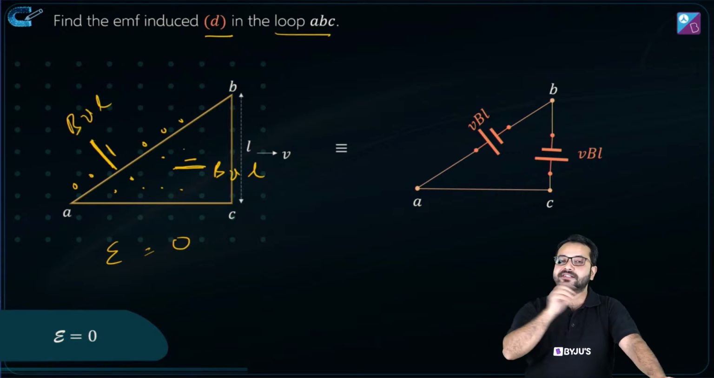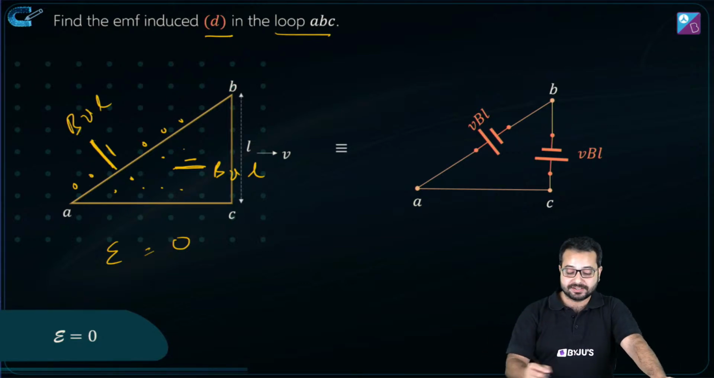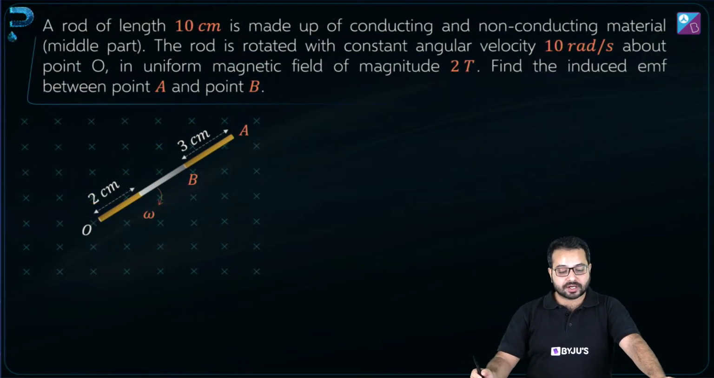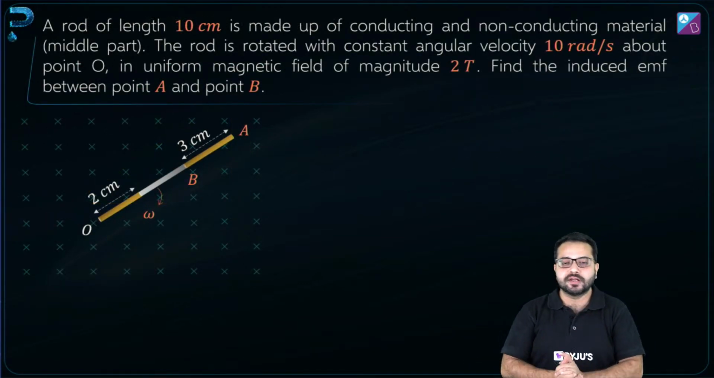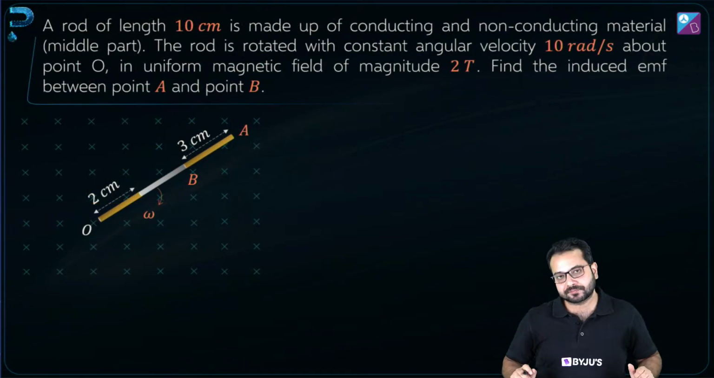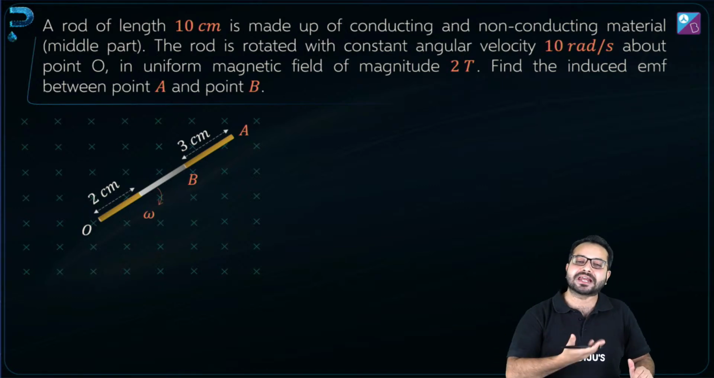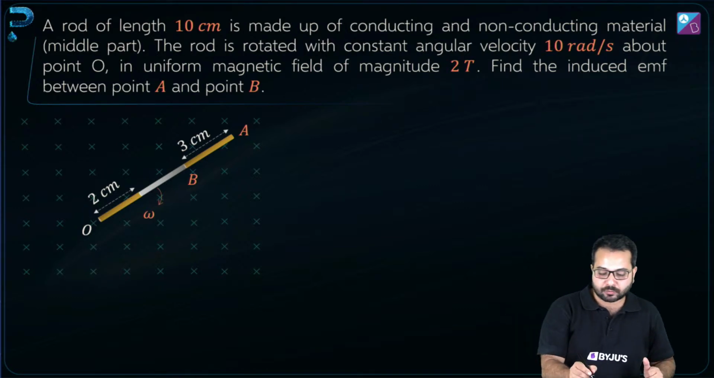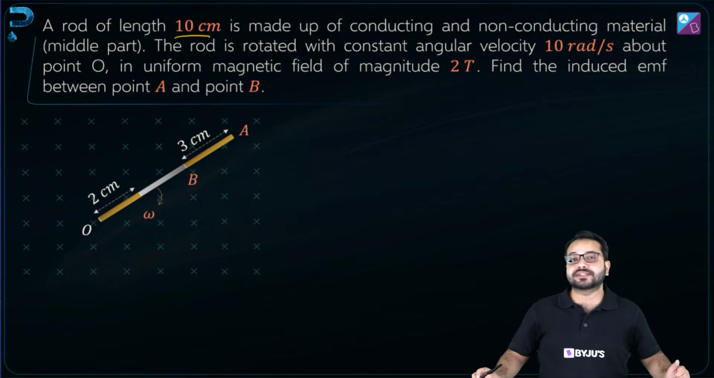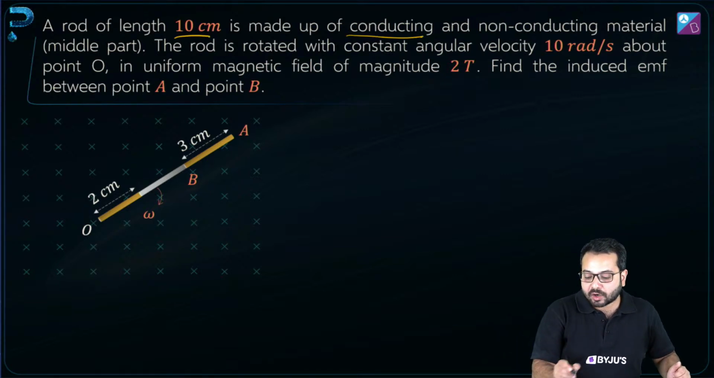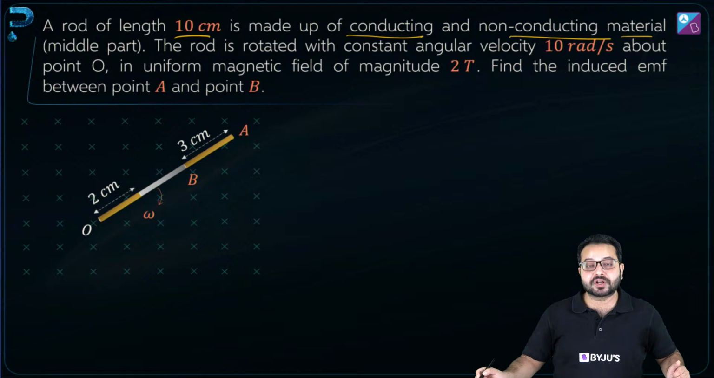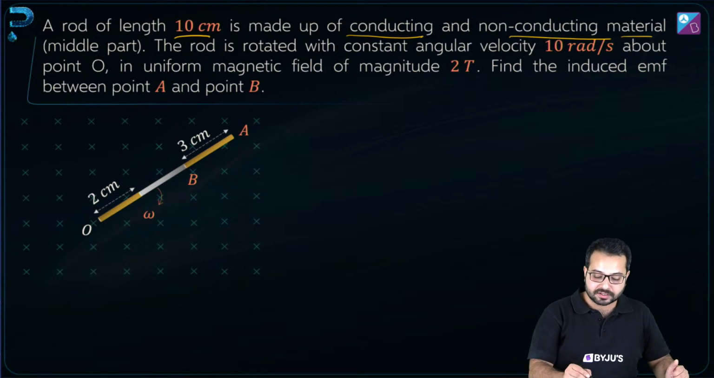Perfect. So if this is clear, now we are good to go to the next question. Alright, here is the next question for you. This is a slight variation of motional EMF when a rod rotates in a magnetic field. Okay, what is the question? Now the length of the rod is 10 centimeter. It is made up of conducting and non-conducting material. Okay, the middle part is non-conducting.